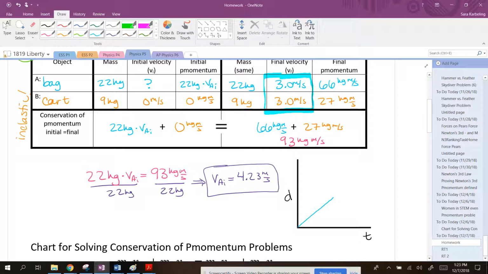What does the cart look like before the collision? No slope, because it's not moving. Slope of 0. Collision happens. Then what? Absolutely. They both keep going at a less steep angle.